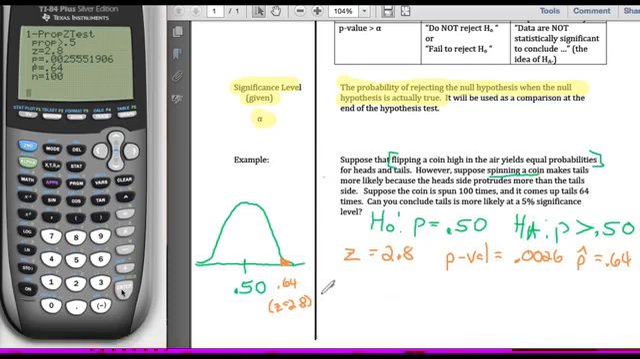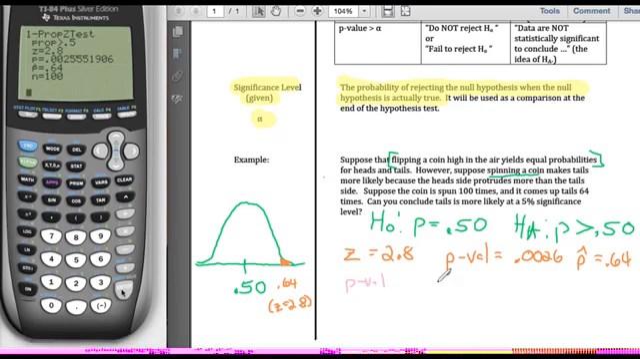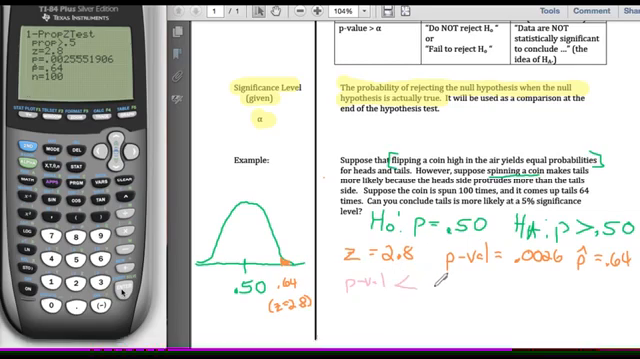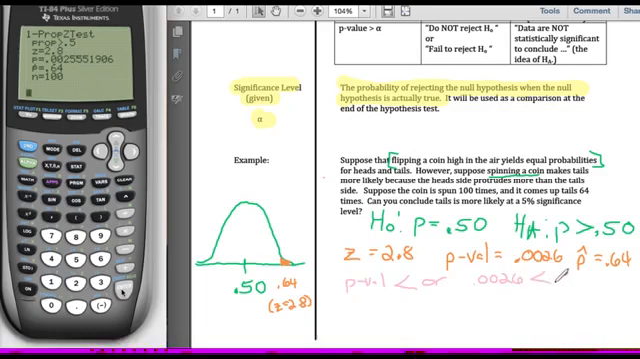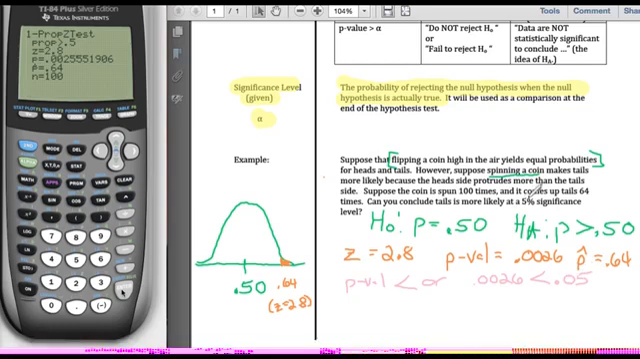And what this goes back to is that fourth and final step. I'm going to use this p-value, and I'm going to compare it to my significance level, my alpha, 5%. The p-value in this case is less than alpha. The p-value of 0.0026 is less than 0.05. 5% is the same as 0.05. 0.0026 is less than 0.05.